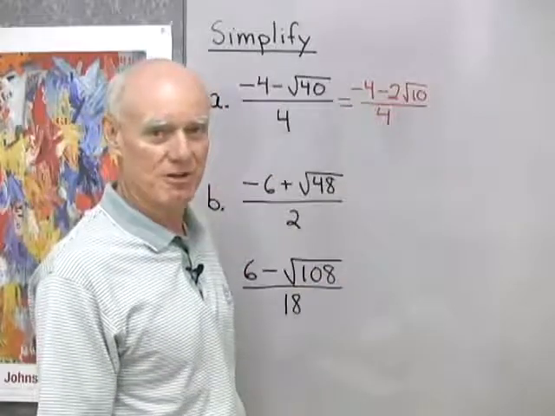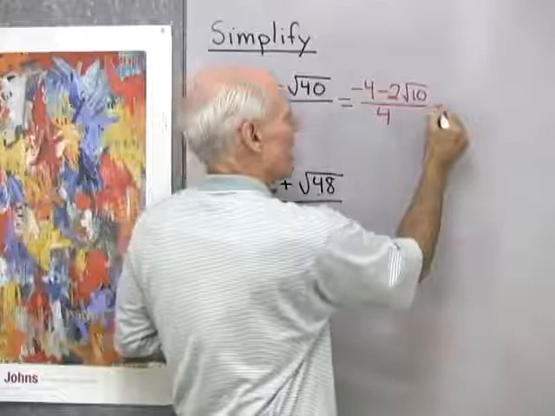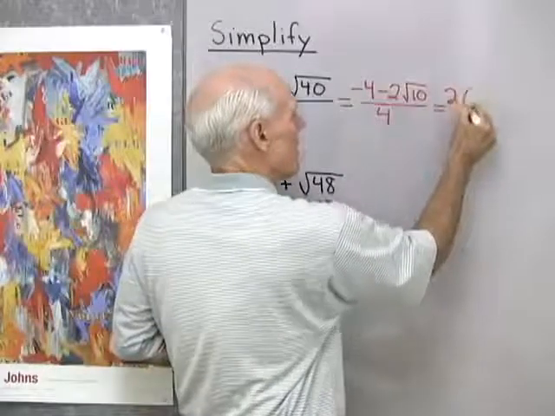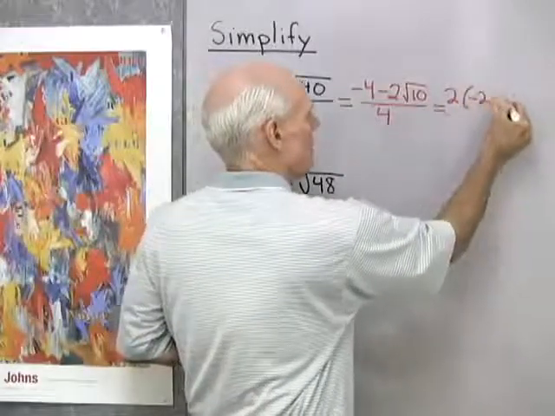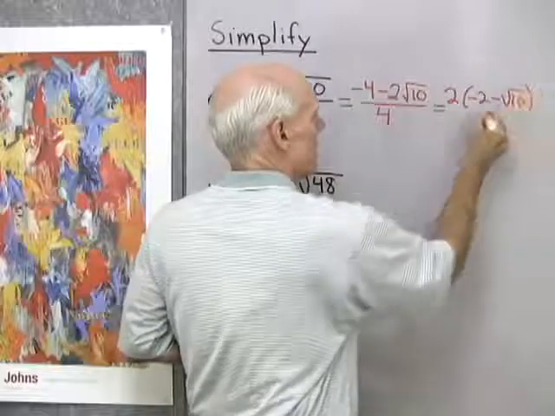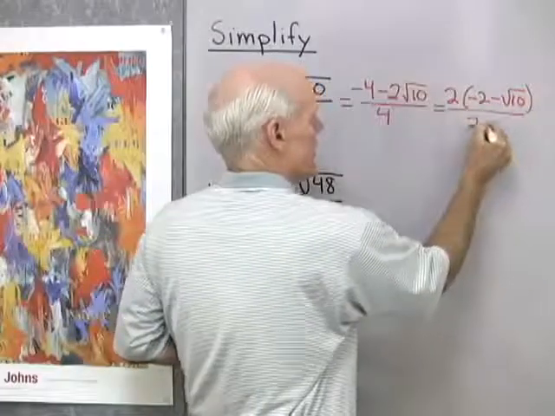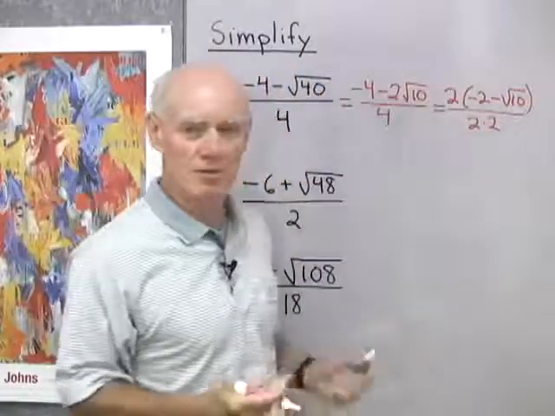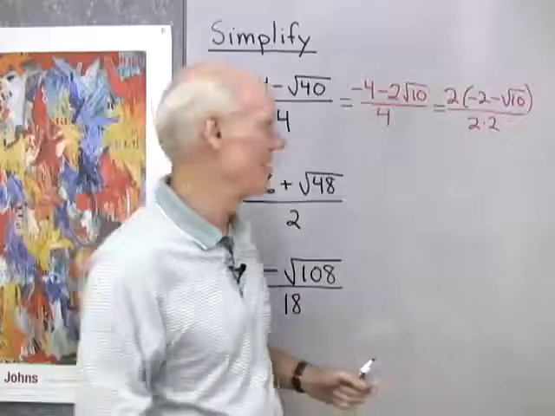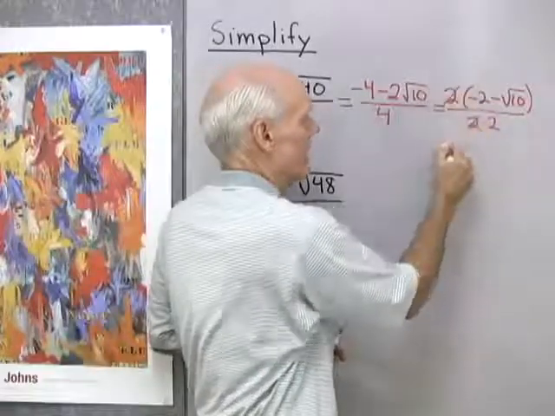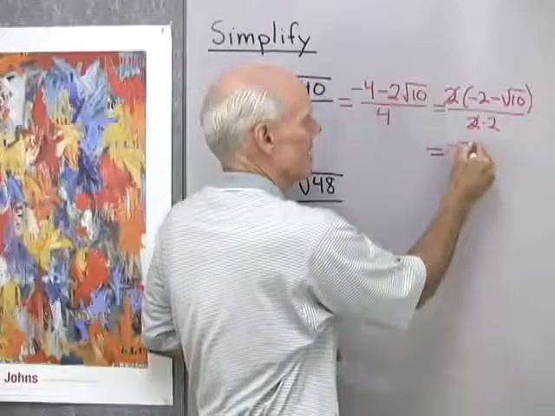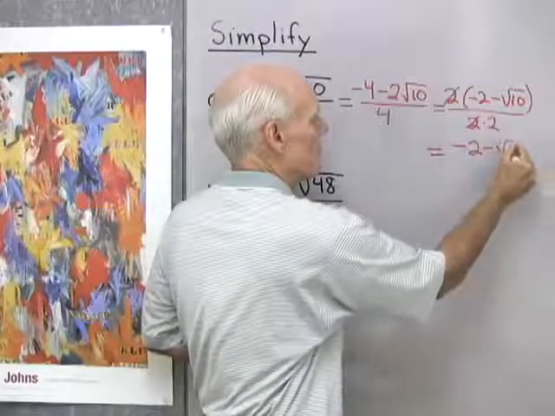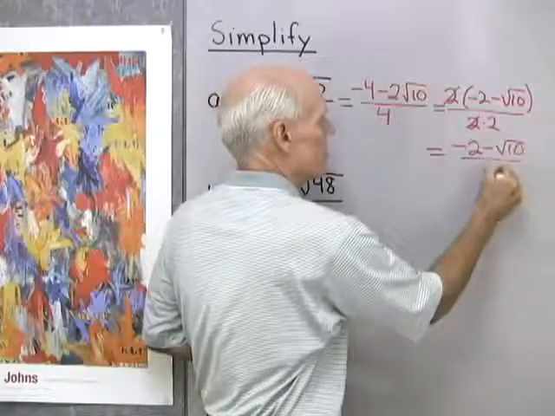I see for the two terms in the numerator outside with factoring, so 2 times negative 2 minus square root 10, all divided by, let me just write 4 as 2 times 2, so you can see the common factor in the numerator and denominator. I'll divide that out, and what I have left is negative 2 minus square root 10, all divided by 2.